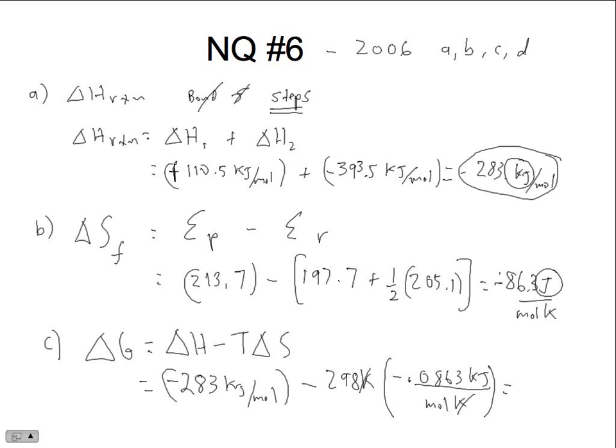So in question D, they do ask you, is the reaction spontaneous? And it is spontaneous because delta G is less than 0.